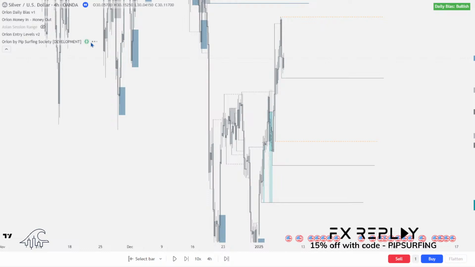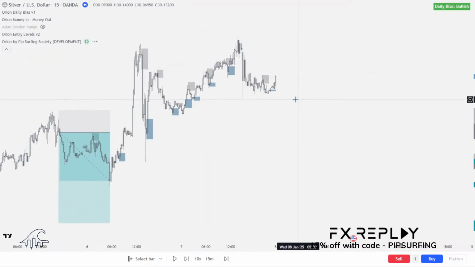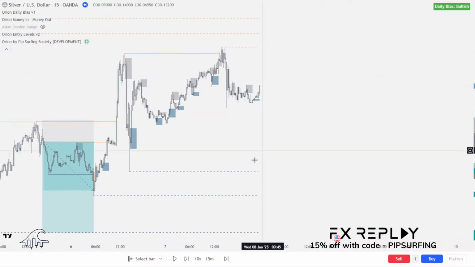Orion's not having a good time right now. Hitting the data limitations, which is fine. We're going to work to alleviate that. Okay, cool. Now we go down to the lower time frame. Again, we could just mark it up manually and do it that way, but I want to show you guys the actual Orion indicator working. But at the moment, it looks like it doesn't want to work. Okay, it's working. Cool.